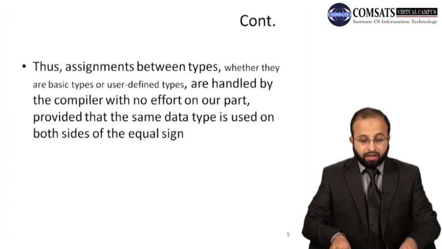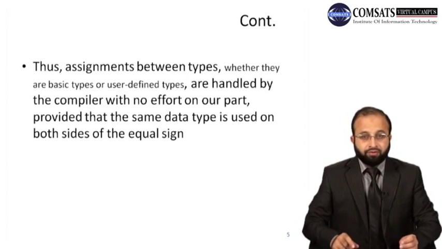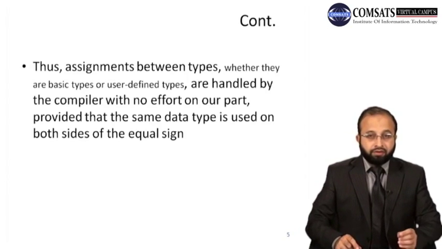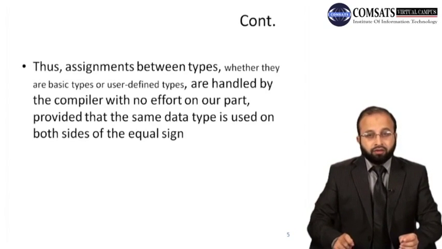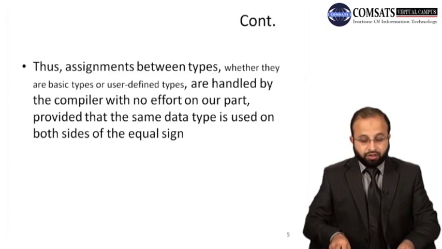Thus, assignments between types, whether they are basic or user defined, are handled by the compiler with no effort on our part, provided that the same data type is used on both sides of the equal sign. So अगर equal के right तरफ int है तो left तरफ भी int होना चाहिए, और अगर equal के right तरफ distance type का object है तो left तरफ भी distance type का object होना चाहिए.